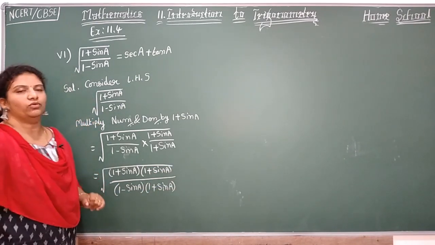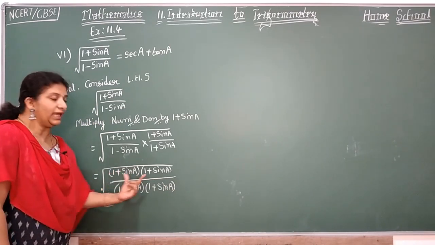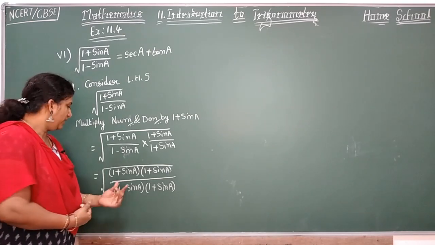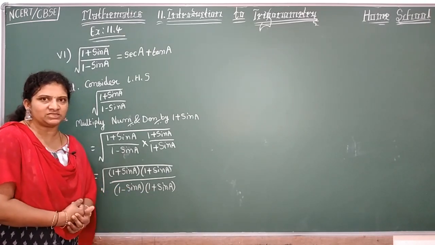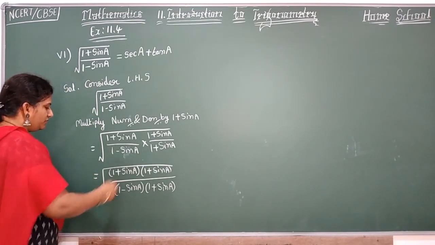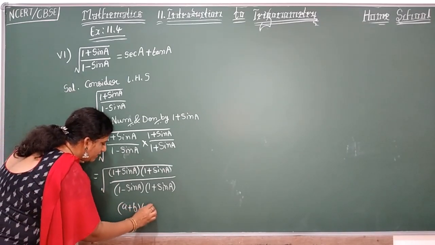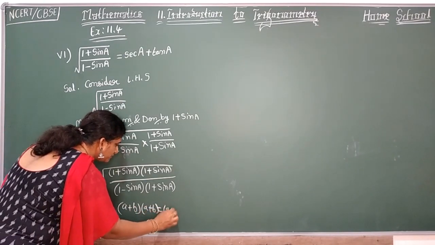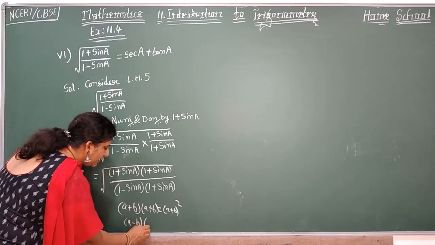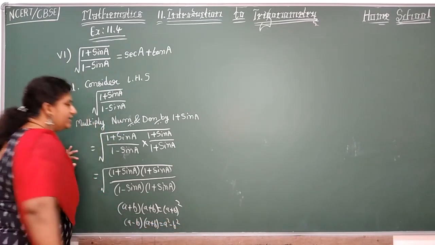Okay. So now what I need to do here? I can see something here. A plus B into A plus B, I can rewrite it as A plus B whole square. And here, A minus B into A plus B, which formula, children? It is A square minus B square. We know, if you want, you can write the formulas here. A plus B into A plus B is equal to A plus B whole square. And A minus B into A plus B is equal to A square minus B square.